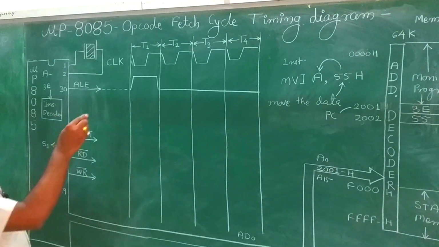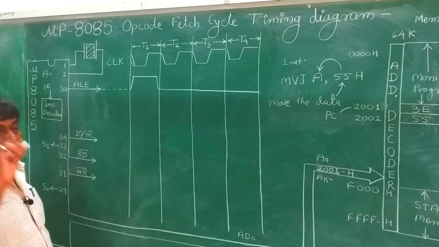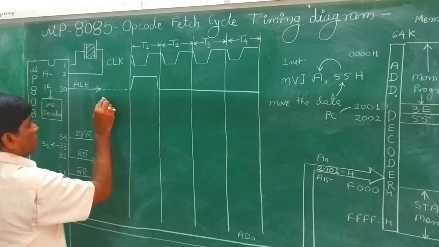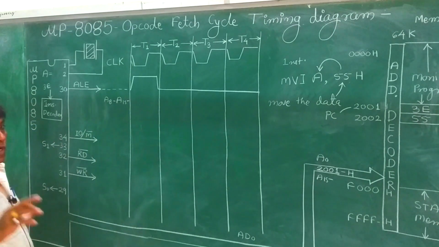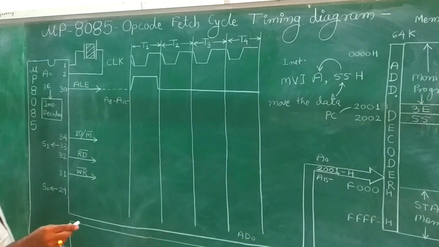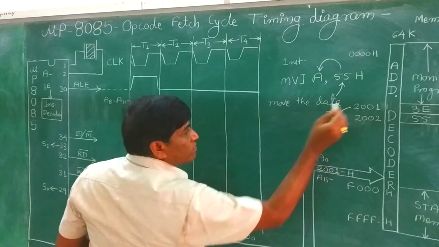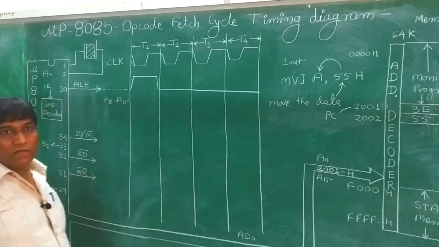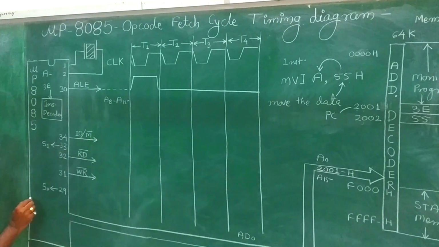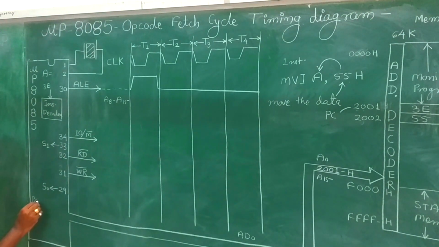Now whenever ALE is enabled during T1, we will see the status of the higher order address buses, which are A8 to A15. What is the higher address? Higher address is 20. Where is it loaded? It is loaded in the program counter. For running a particular program, we have to load the PC with 2001 because we have written a program.